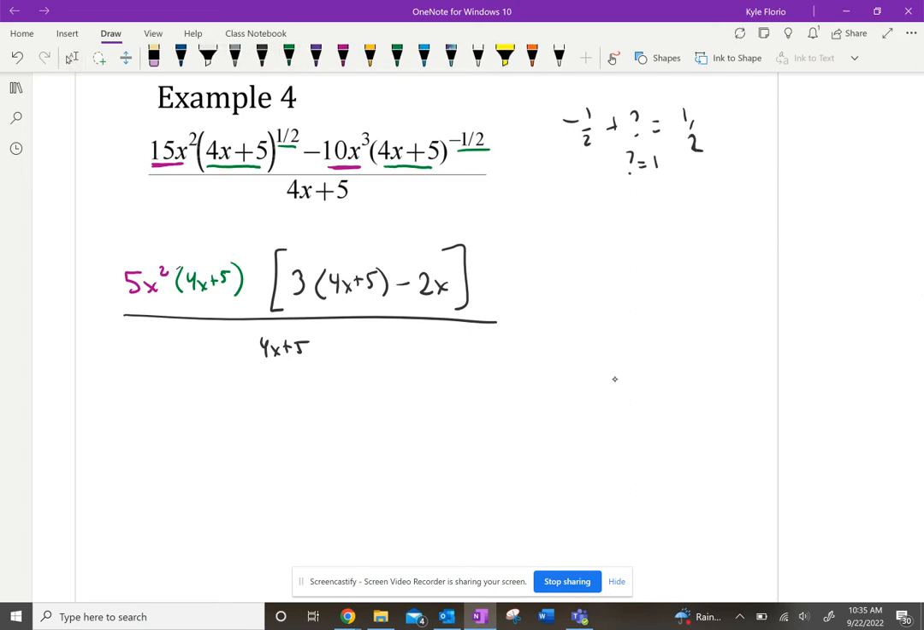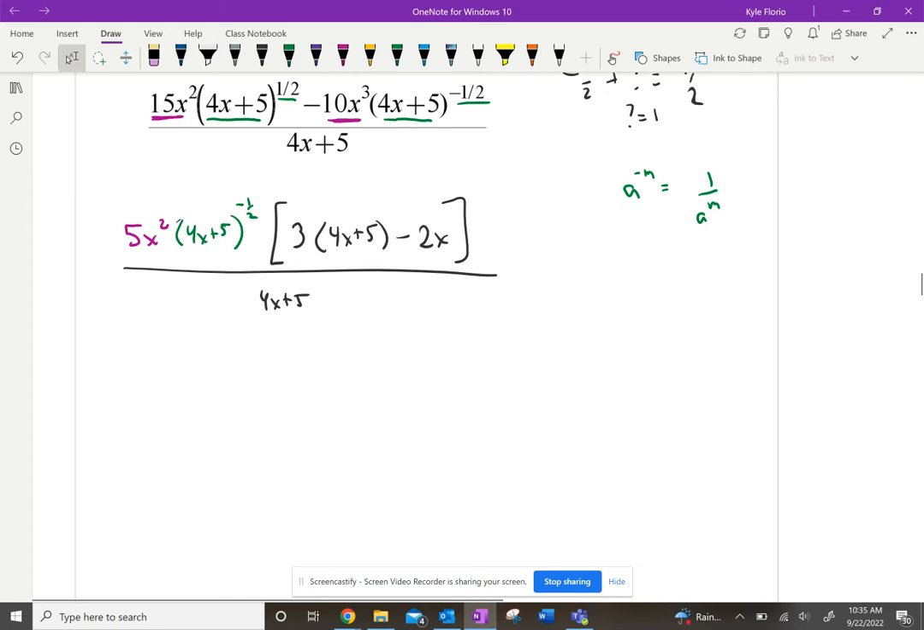Now right here we have a negative exponent that's factored out. So just remember, if you have a negative exponent, if I have a to the negative m, that's the same thing as 1 over a to the positive m. So I can take a negative exponent, cross the fraction line, and change the sign. So I can take that green piece there and bring it to the bottom. And that negative 1/2 will become positive 1/2. So we still have the 5x squared. On the bottom, I have this 4x plus 5.